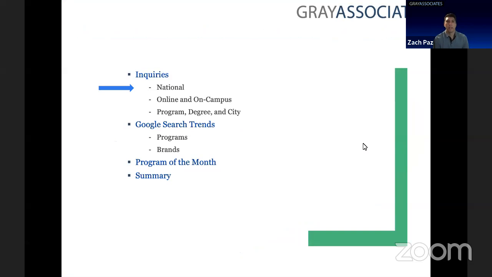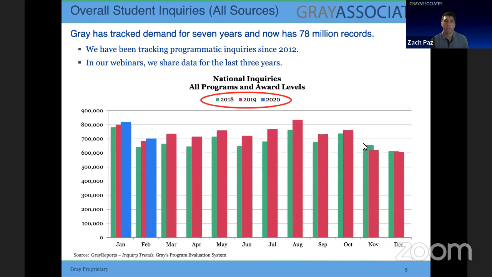So let's jump right in. In terms of the inquiry database, this is one of our main databases where we track over 78 million records. We've been tracking inquiries going back to January 2012. In this webinar, we'll be sharing the results for the last 3 years, but really focusing on the February results.